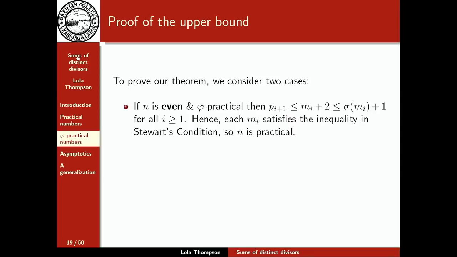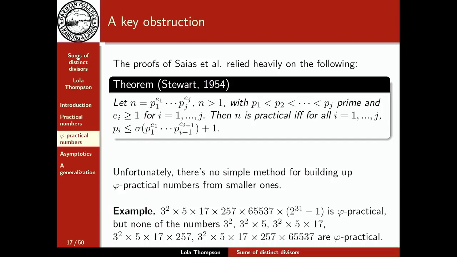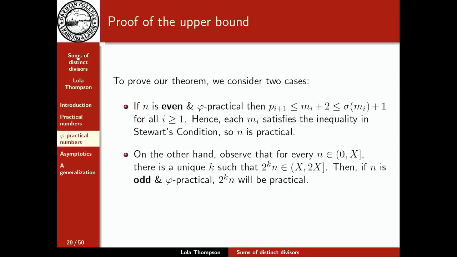And so in particular, this tells us that p_{i+1} is at most sigma of m_i plus 1, which is exactly the condition that Stewart gave us for the practical numbers. And so in particular, this says that if n is even and phi practical, it's actually just practical. So we have an upper bound for those.